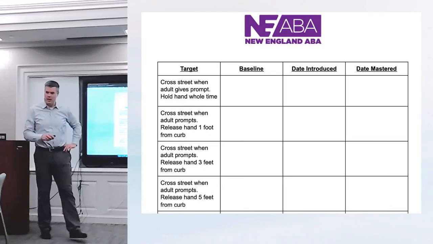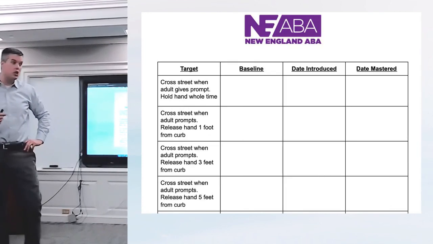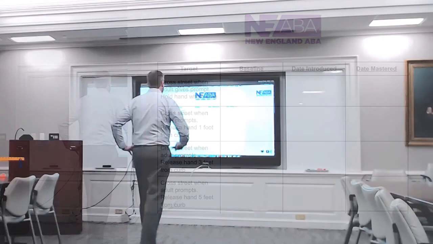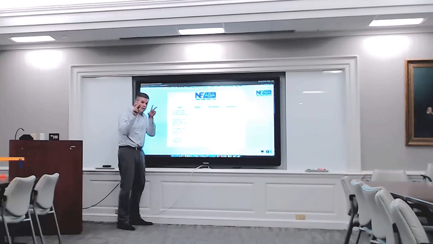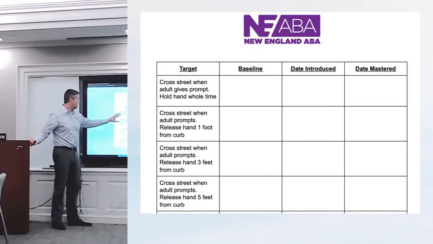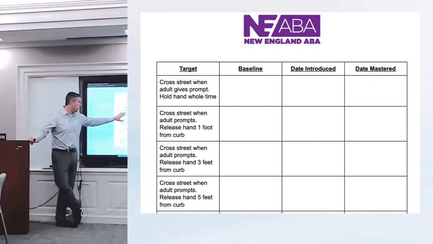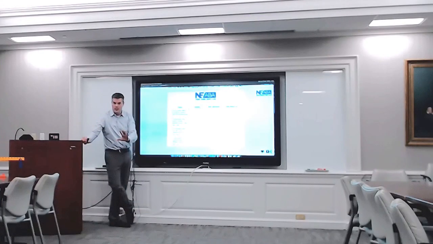I'm going to flip around just a little bit. It should be right on the back page. Now when I say target, what I'm doing here is I'm breaking down this skill of crossing the street into smaller targets that I'm teaching. So my first one is I'm crossing the street when the adult gives a prompt and I'm holding the hand the whole time. Okay? All right?